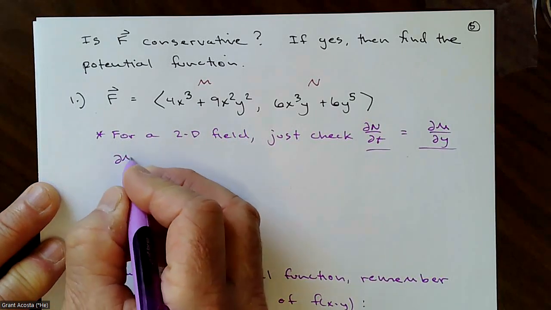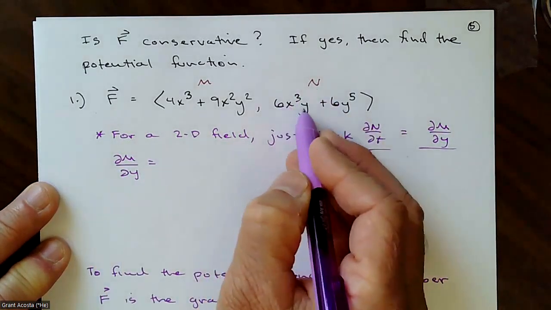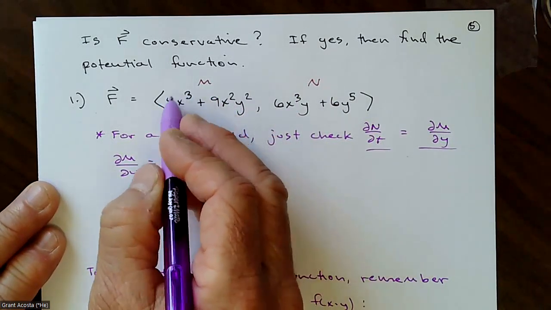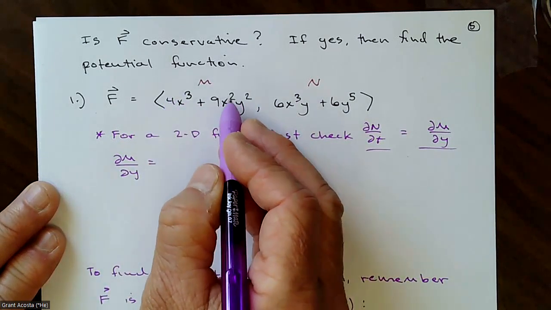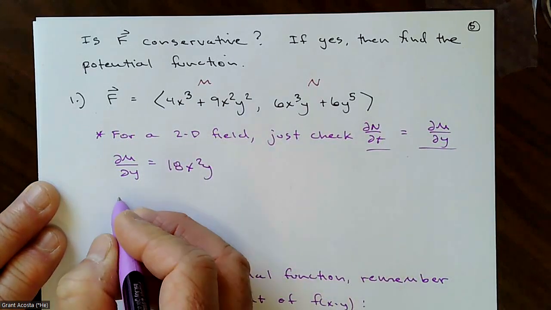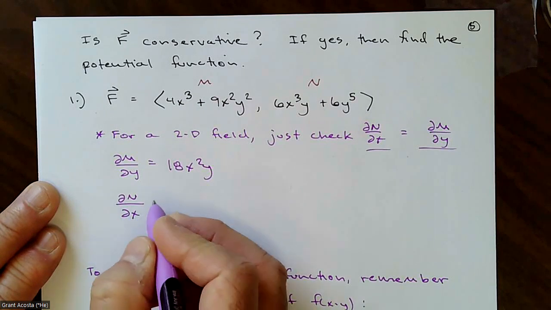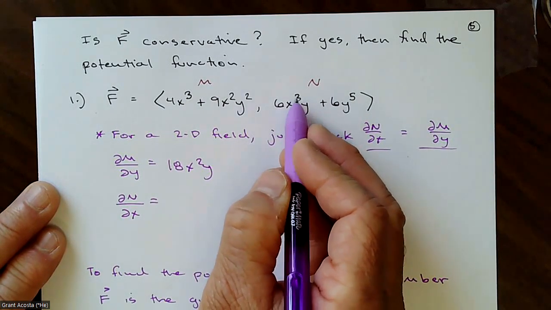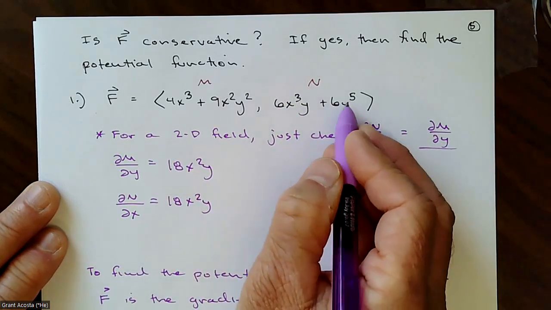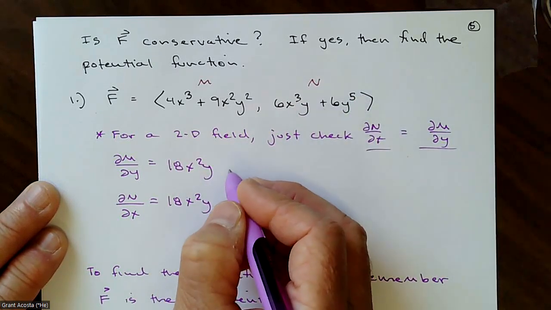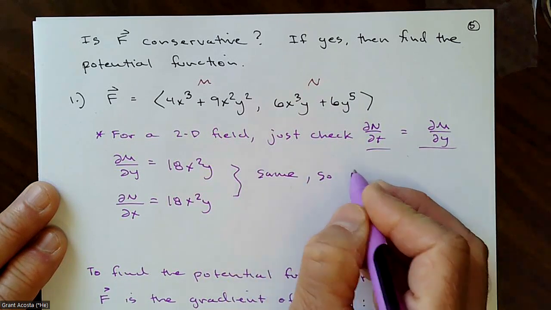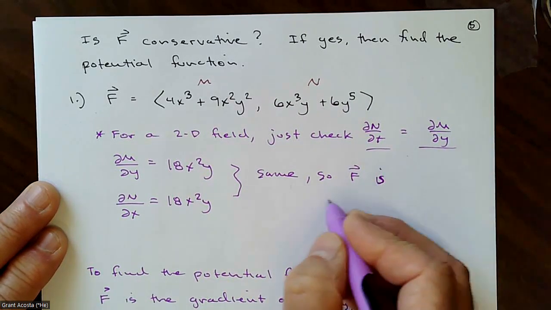If I compute my partial of m with respect to y, this one right here, with respect to y, x is constant, so that's 0. That'll stay there. I'm going to get 2y times 9x squared. So I'm going to get 18x squared y. Partial of n with respect to x. Y is constant now. That'll be 18x squared times y. And since y is constant, that'll be 0. So yes, these are the same. So f is conservative.